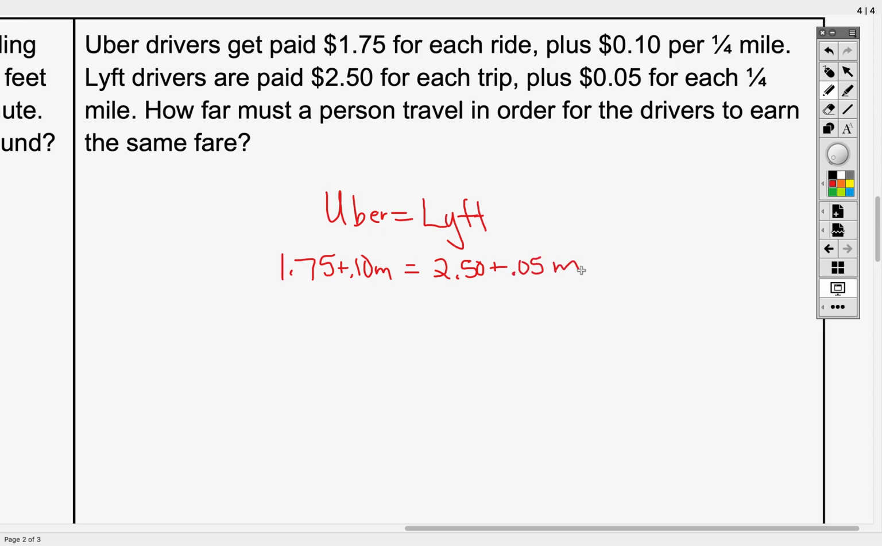Okay, so this is the correct equation for this problem. $1.75 plus 10 cents m equals $2.50 plus 5 cents m. And as a reminder, the first thing you're going to do is move this to the left.